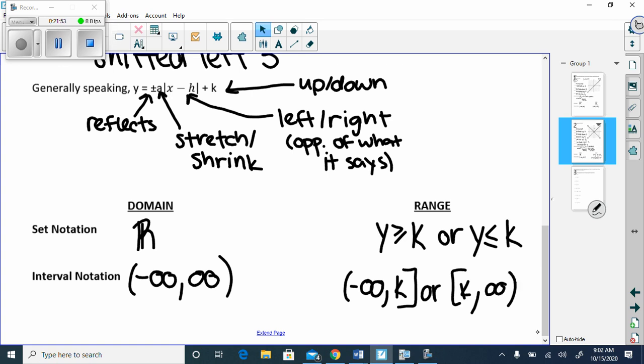So it just depends on which way your graph faces. So your domain is always going to be all reals, or negative infinity to positive infinity. This part changes depending on the picture of your graph. Okay? But what's most important is that we remember what each piece does. Okay, so keeping this in mind right here, let's flip it over onto the last page.